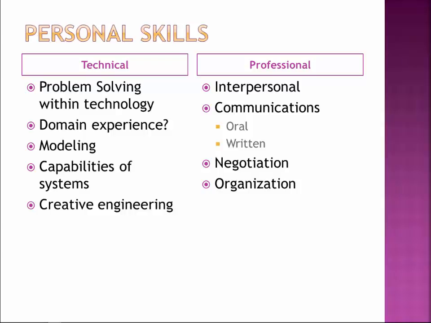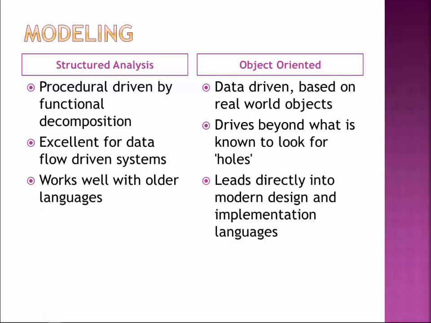We need to know what the systems can do, and we need to be able to be creative in how we engineer solutions. But we also need to communicate well. We need to establish rapport with people. We need to understand how to negotiate solutions, because if we get to the point of working with stakeholders, we might need to balance different viewpoints and different needs, which means we have to organize information and people really, really well throughout that whole process.